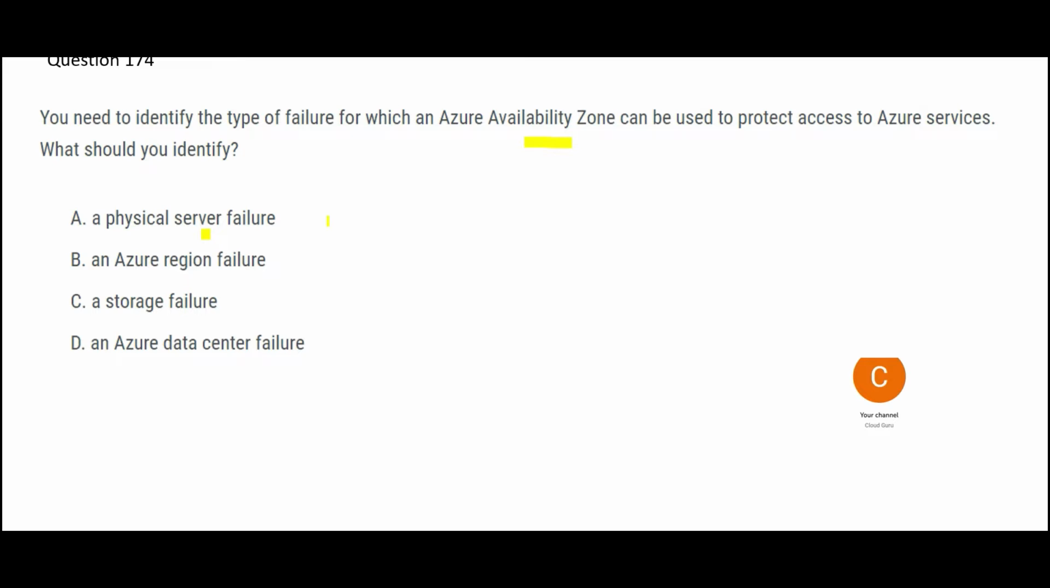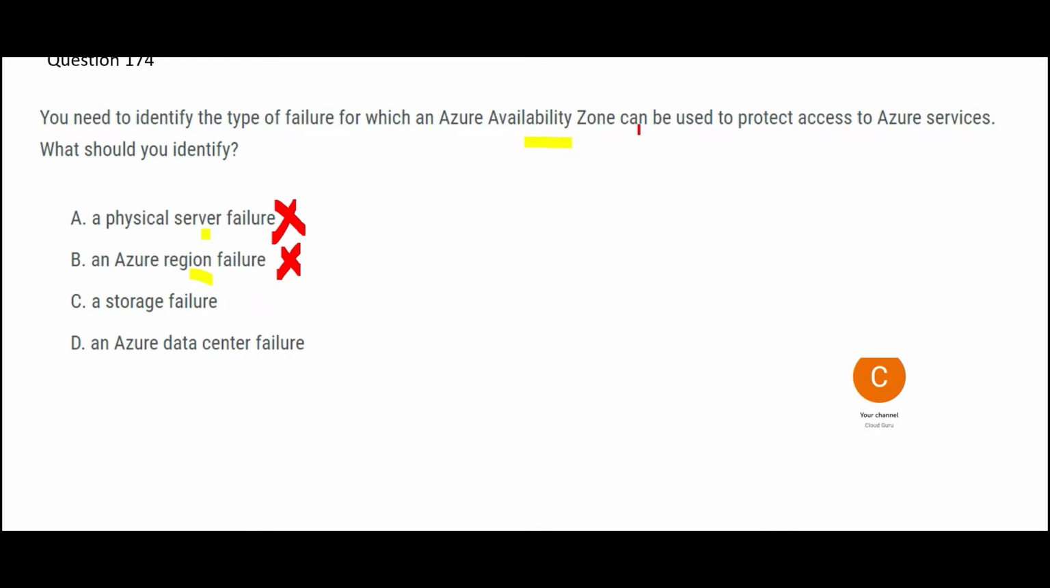You will not switch to a different AZ if your one server fails. You will not switch to a different AZ if your region fails, because if a region fails, that means all AZs failed, nothing will work. So if a region fails, you have to switch to another region, not another AZ. So this will also not work. So these two are wrong options.